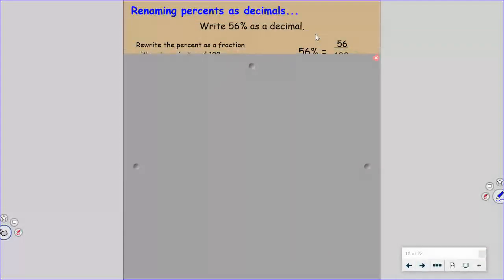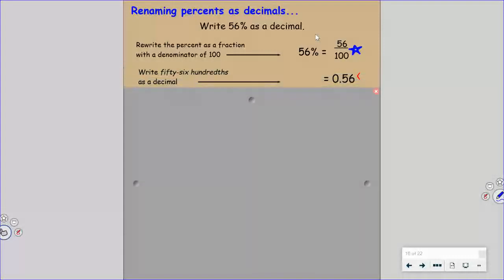All right, so what if we go a different direction? What if we rewrite or rename percents as decimals? Well, you're still going to use the same basic principle where you can write it out of 100. So for instance, 56% can be rewritten as 56 out of 100. But now that we have this with a denominator that's a power of 10, we can write it in decimal form. Simply write 56 hundredths. Don't forget that the tenths place comes first, hundredths place comes next.